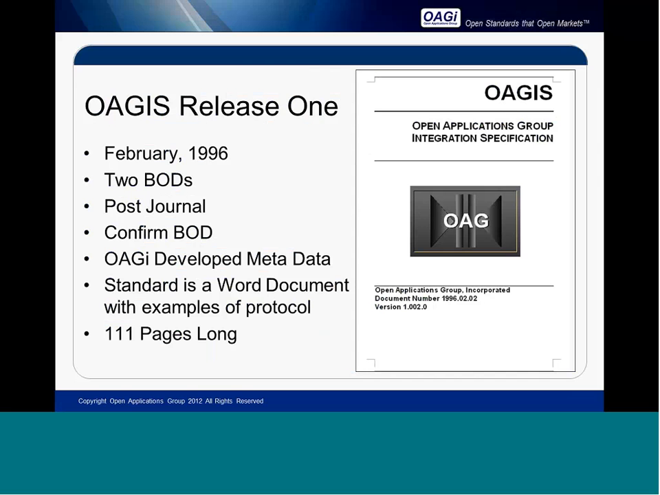Our first release of OAGi was February of 1996, and we only had 2 BODs, believe it or not, and we had developed our own metadata. The members had decided they didn't want to use the EDI structures, and this was pre-XML days, and so they developed their own metadata, which is very tight. We got some smart guys in from MIT, and Microsoft was involved, and Oracle, and IBM, and developed a very tight metadata. And what we did was give detailed examples of how to deploy that metadata within the Word document itself, but it was still just a Word document.